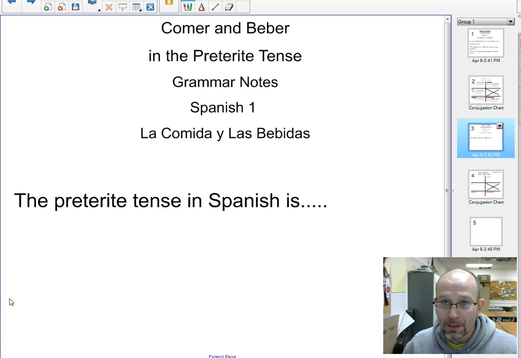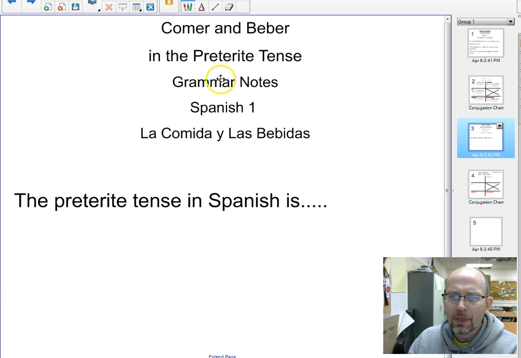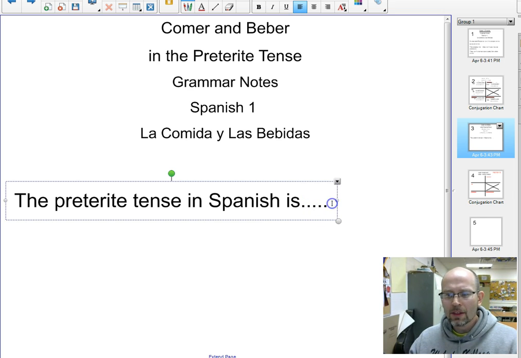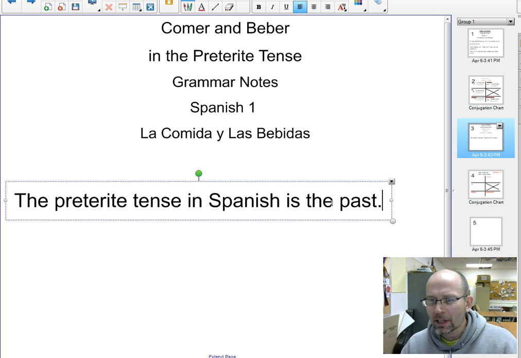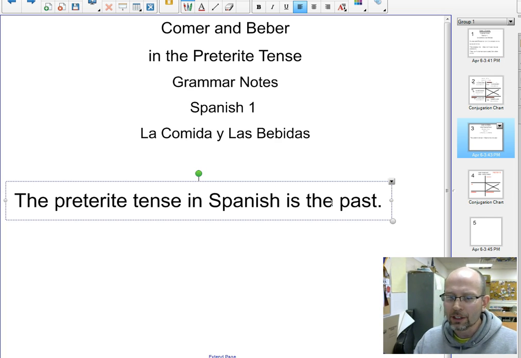This is Señor Irvin, and this is a quick grammar notes on something called the preterite tense. Everything that we've talked about so far in Español uno has been in something called the present tense, something that's happening right now. The preterite tense, though, in Spanish is the past. The thing that can be confusing about the preterite tense and some other tenses you'll learn later in Español dos is that they can be overwhelming because there's more than one type of past tense in Español.